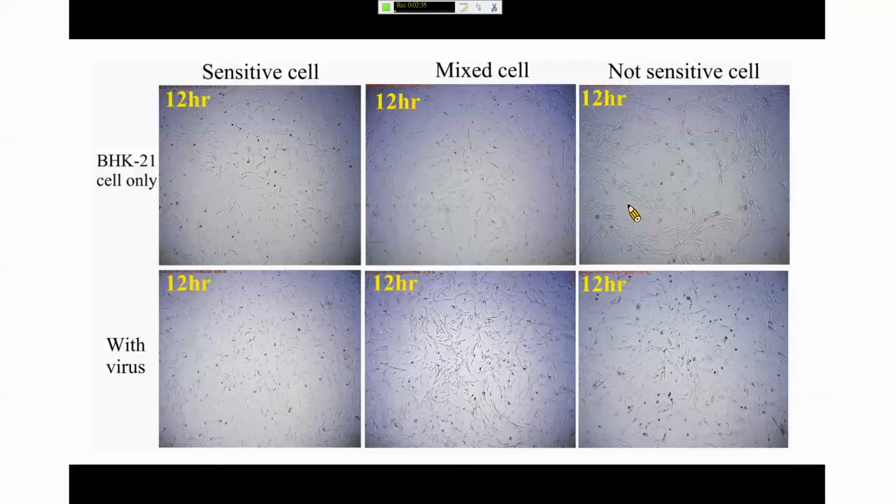So now we want to show you the data that we recorded for three different cell clones. They are derived from the BHK21 cells. The upper panel is the cell-only control group, and the lower panel is the virus infection group. We infected the virus into the cells at the very beginning. Now let's see the video.